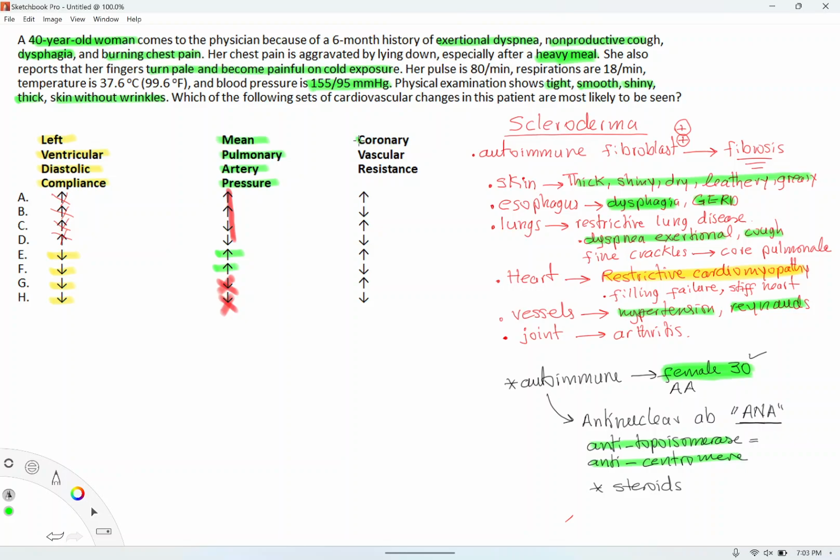It's the same thing. Blood vessels everywhere should be constricted, stiff, and resistance should be increased. We would expect coronary vascular resistance to be increased. Out of the choices that are left, it is E. So E is our correct answer, and E is the choice. Okay? So there you go. Let me highlight it for E.